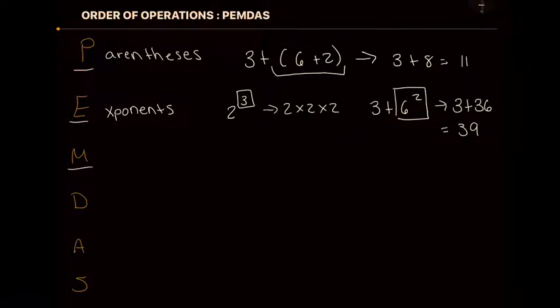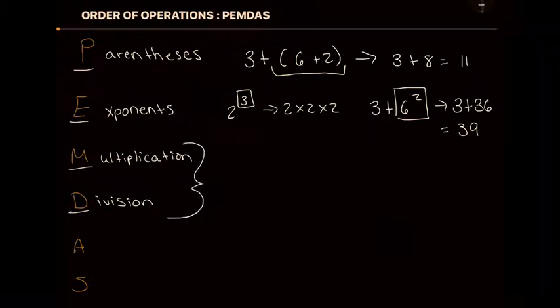The M and D in PEMDAS stand for multiplication and division. Multiplication and division are actually on the same level, meaning if we had an expression with multiplication and division, we would just do whatever comes first from left to right.